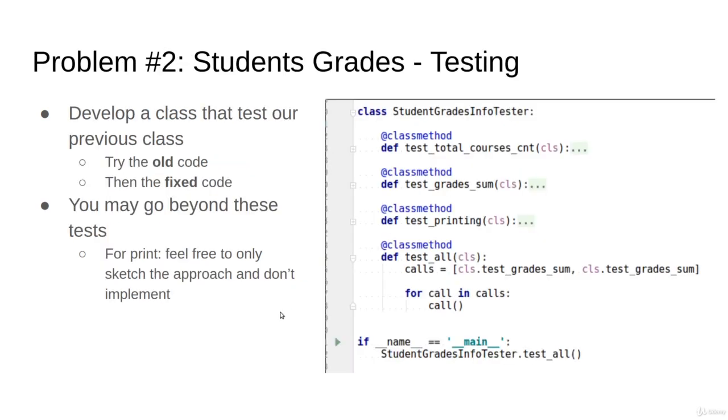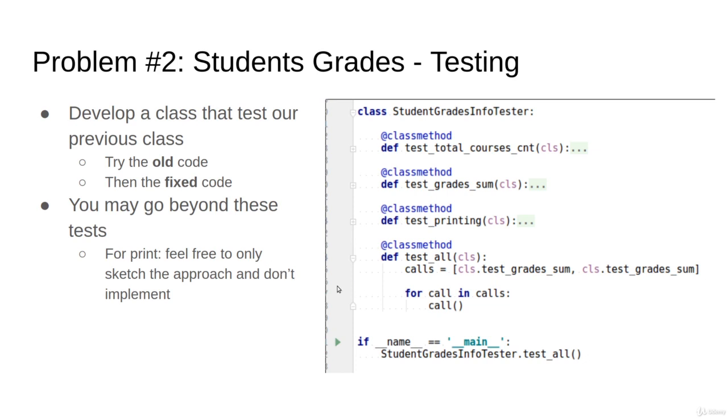Anyway, I thought to make it easy for you. This is a class I named the student's grade info tester, and I added here 4 class methods for the testing. The 3 methods are mainly for the test, and one of the methods is called test all. That is going to call all of these functions.